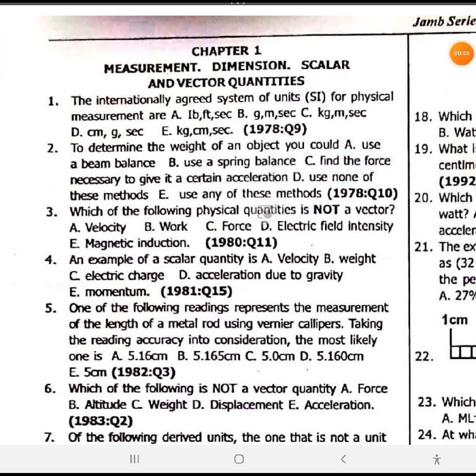Give a space, one line, and write. Fundamental units are ampere, which measures electric current, Kelvin measures temperature, moles measures amount of substance, and candela, measures luminous intensity. Now let's go back to our question. The internationally agreed system of units, SI, or they call it SI unit, for physical measurements are, the correct answer is kilogram, meter, second, option C.